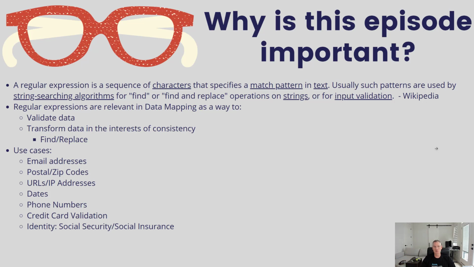And then I think also transforming data in the interests of consistency. And you're going to see that in one of the examples where that becomes pretty important. So I mentioned a few use cases, some additional ones: URLs, IP addresses, being able to validate that text conforms to standards. Dates, that's a big one, especially if you think about different formats depending upon where in the world you are. Phone numbers, credit card validations, Visa, MasterCard, American Express, and also Social Security numbers if you're in the US, and in Canada, social insurance numbers.